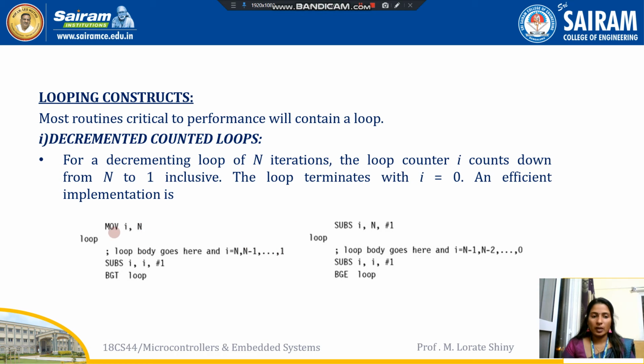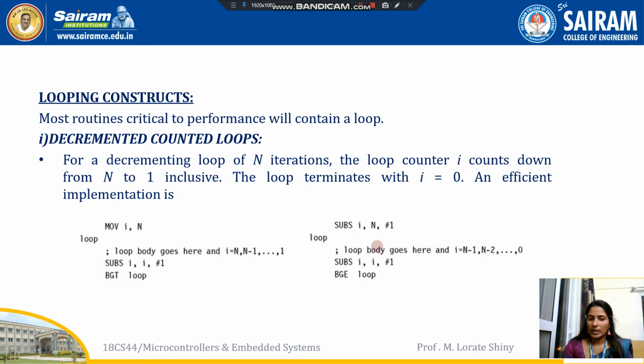So we'll see one example. MOV I, n. The n value, the count value, is moved to I. Then the loop starts here. Loop body. Here see the iteration I equal to n. Then the next loop will be n minus 1. Next loop will be n minus 2. Till 1. Here we are checking this loop will continue until I is equal to 0. Next, in this example I is taken as n minus 1. So for that we are writing this instruction, SUB, I equal to n minus 1.